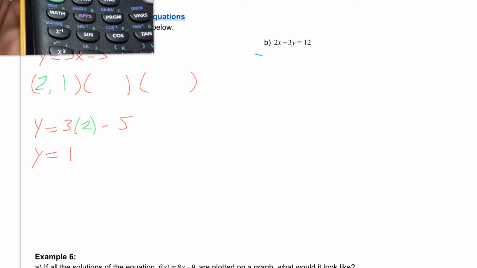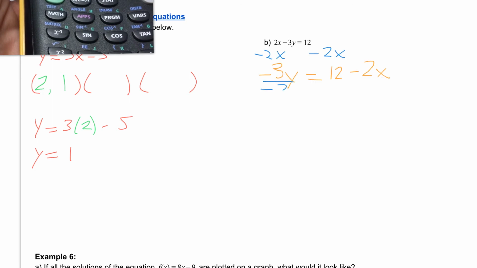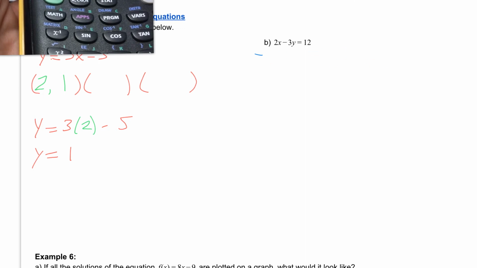We'll start by subtracting 2x from both sides. And if we subtract 2x from both sides, we're left with negative 3y equal to 12 minus 2x. And then we have to divide everything by negative 3. This all comes from the last chapter. If I do that, I get y equals negative 4. A negative divided by a negative will make that a positive 2 over 3 times x. And then what I'm looking for are my 3 ordered pairs.